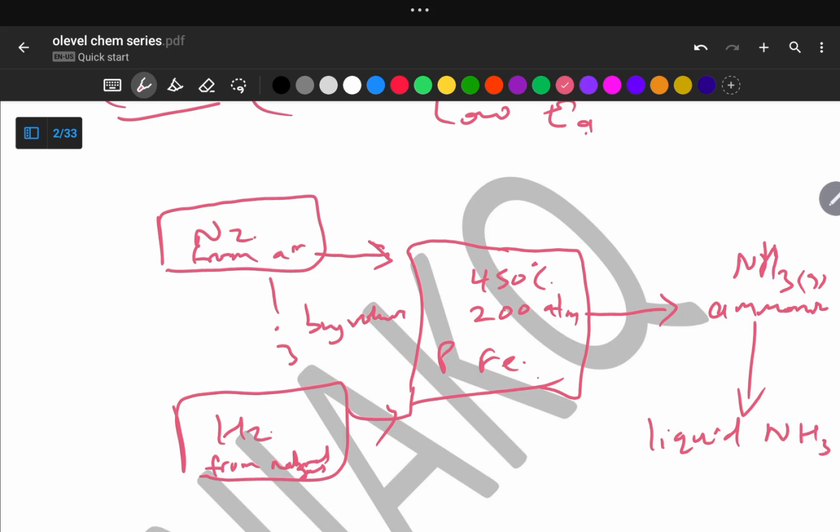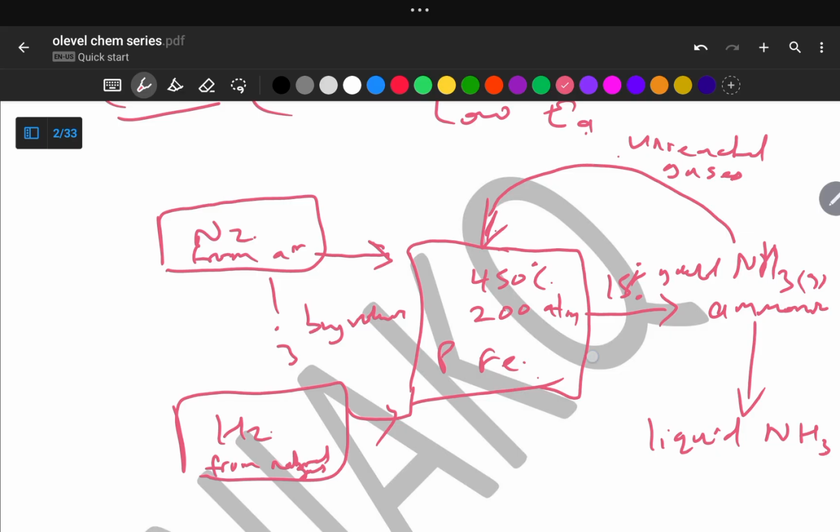This reaction has a 15% yield, meaning we are going to recycle the unreacted reactants again. That's it. So this is the overview of the Haber process, and then we go on to explain the uses of ammonia.